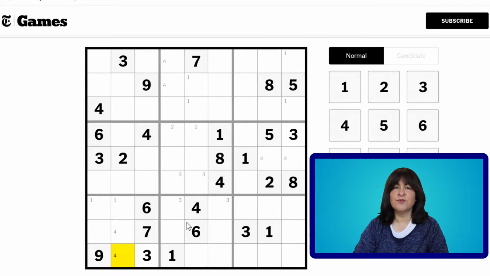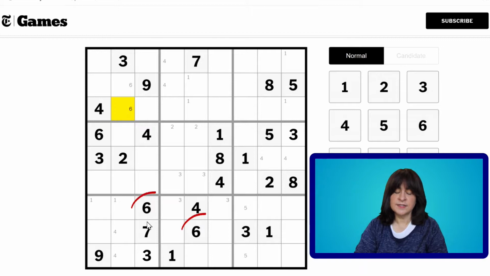Let's move on to the number 5. We have a 5 here and a 5 here, so one of these two cells has to be a 5. Okay, number 6. We have a 6 here and a 6 here. So that means one of these two cells has to be a 6.